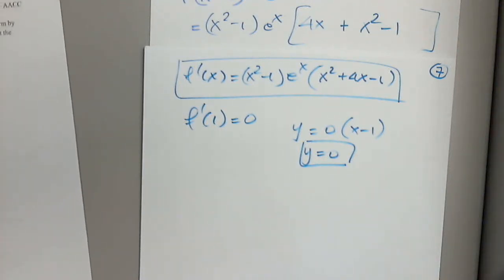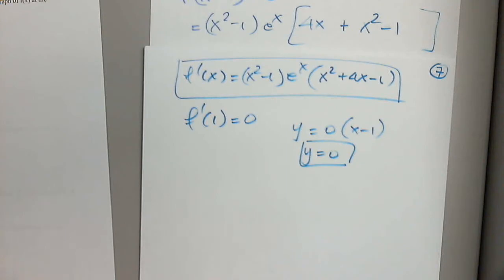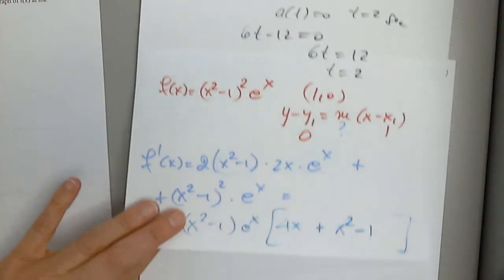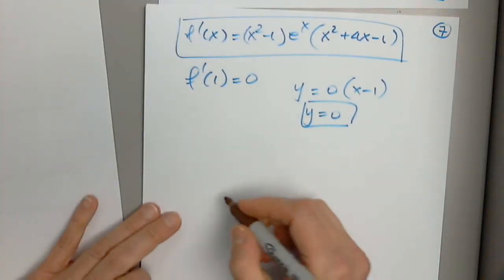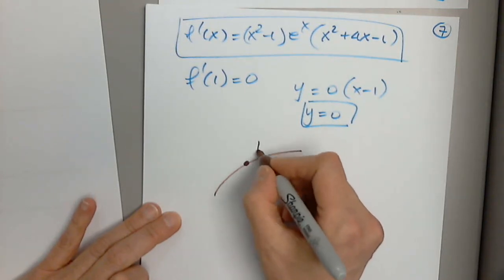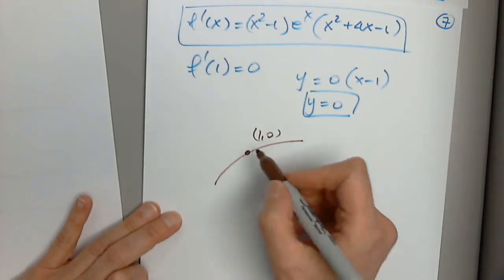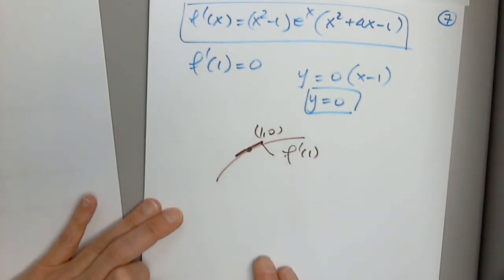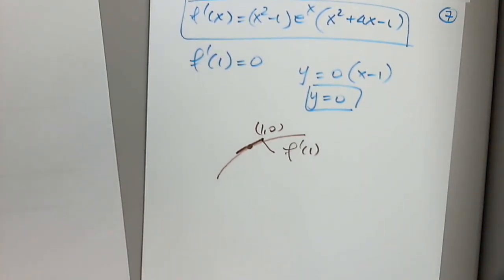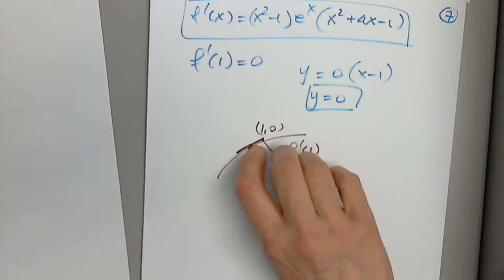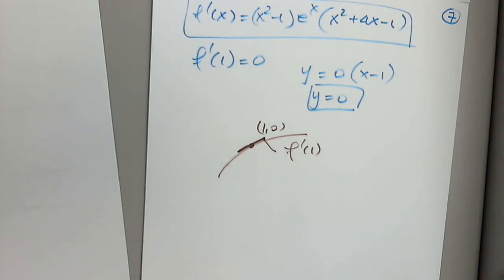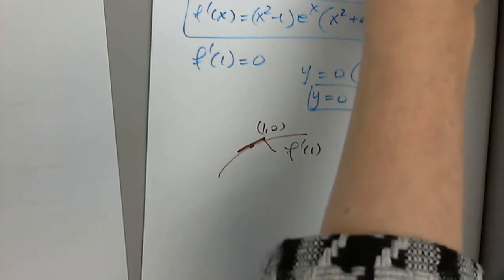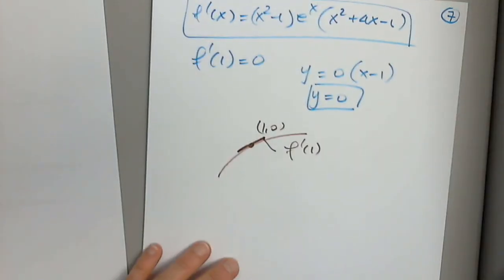Yes, please. Why do we have to find f prime of 1? Because if this is the function and this is the point (1, 0), in order to determine the slope of this line, the slope of this line is f prime of 1. So that's the reason why we determined the derivative, and we plugged in the x of the point to determine the slope of the line at that point, the slope of the tangent line at that point. Is that okay? Everyone? Very good.